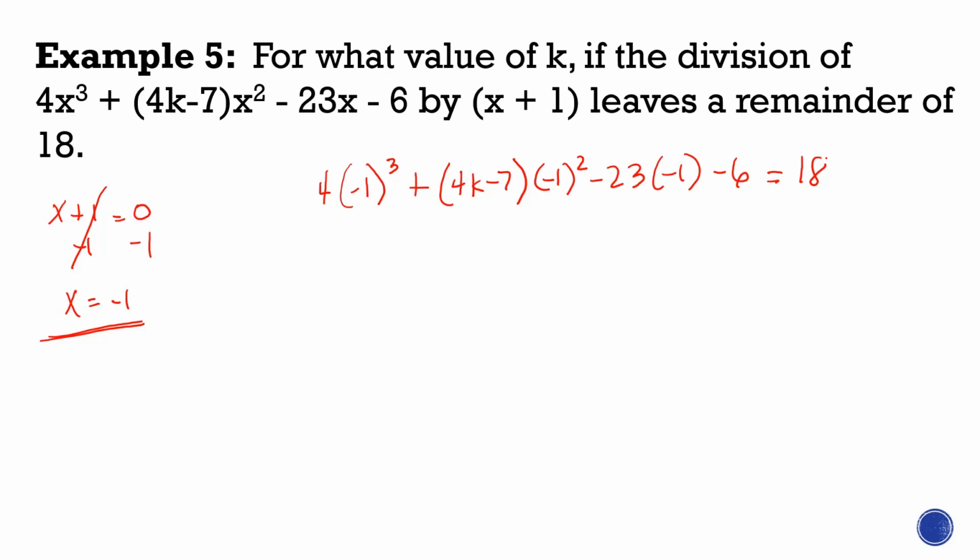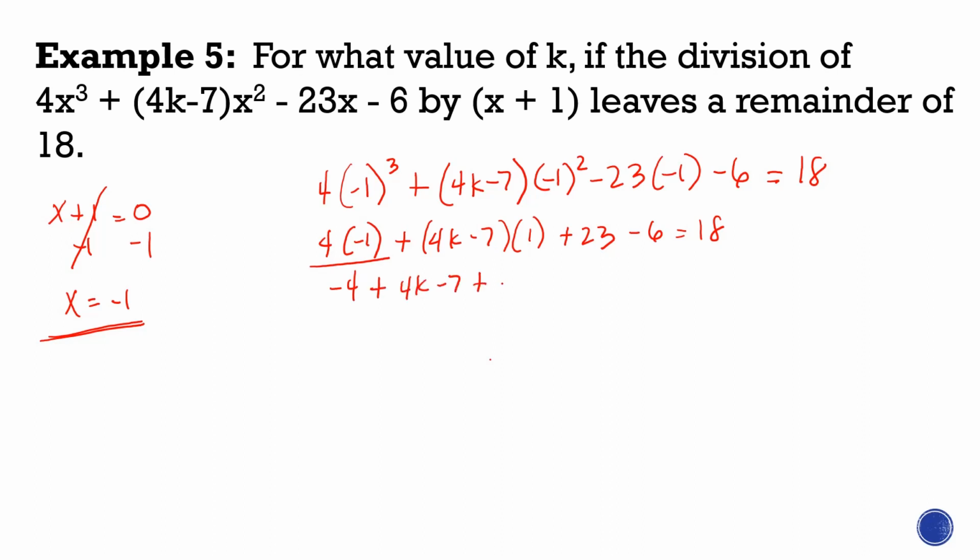So that's how we set up the equation. And then solve for k. This is 4 times negative 1. Negative 1 raised to 3 means negative 1 times negative 1, which is 1, times negative 1 is negative 1. Plus 4k minus 7 times 1 plus 23. We consider 23 here as negative. So negative 23 times negative 1 is plus 23. Minus 6 equals 18. This is negative 4. And then we just need to write 4k minus 7 plus 17 equals 18.